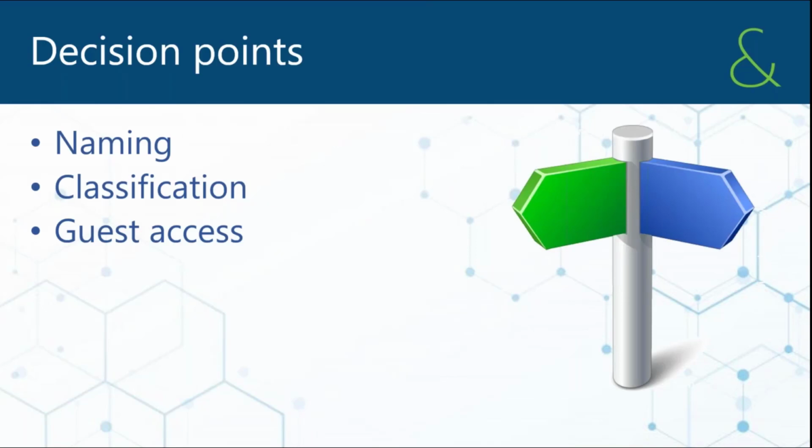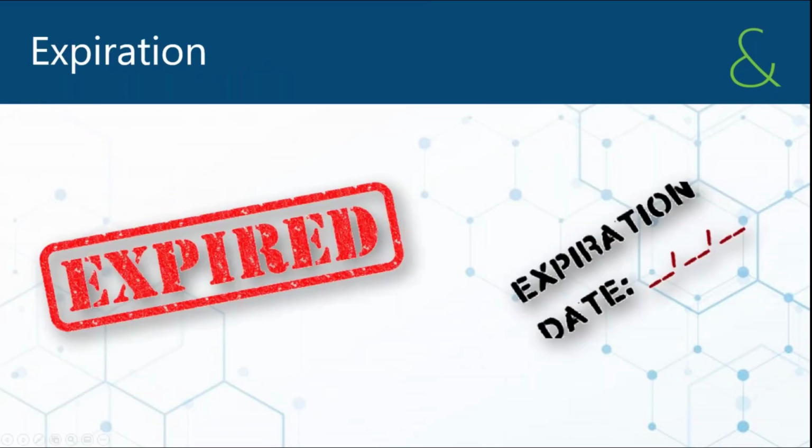Classifications is another tool that Microsoft has that lets you assign some more specific conventions to a site. You could do things like low impact, medium impact, or high impact. And the last thing on the list here is guest access. So, moving on, expiration. This is a great way to control Teams sprawl.